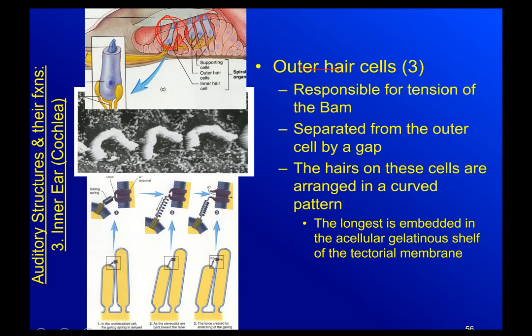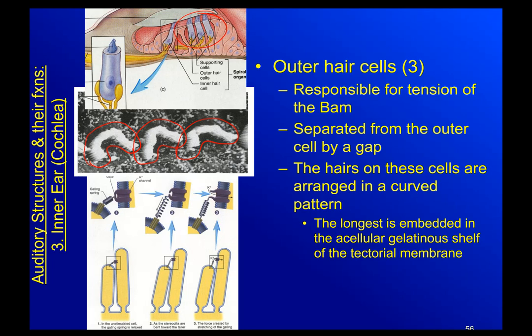Okay, so the outer row. The outer row doesn't have that same kind of cowlick conical structure. Instead, the little hairs make arches, which you can see here. This is an electron micrograph. So they are, as I said previously, responsible for the tension in the basilar membrane.